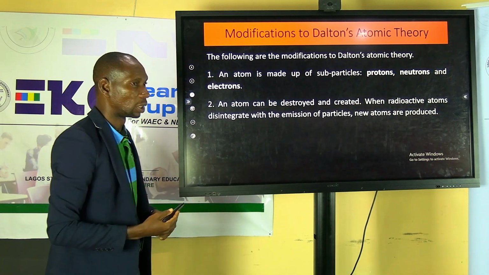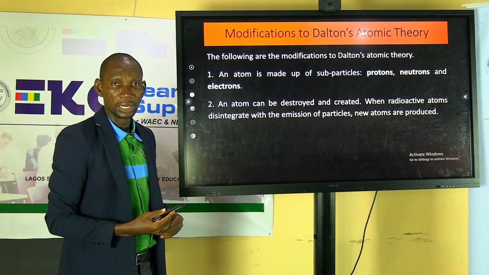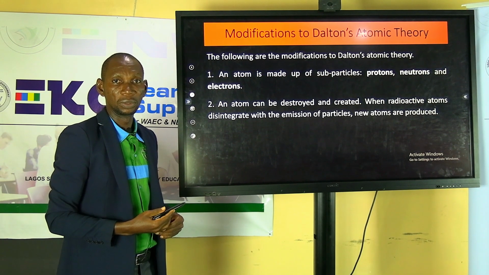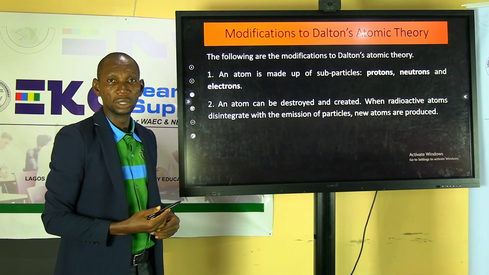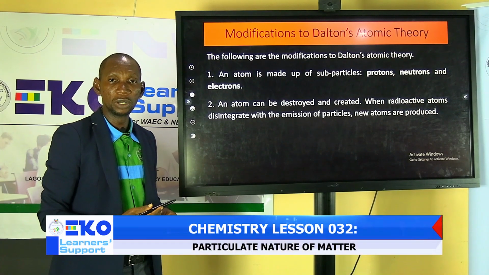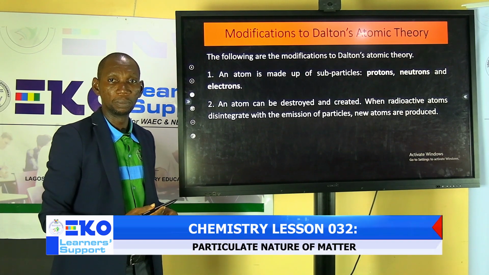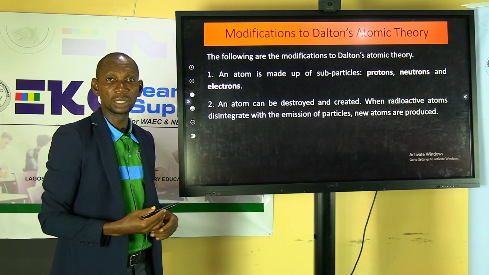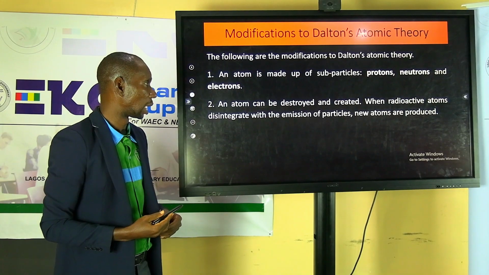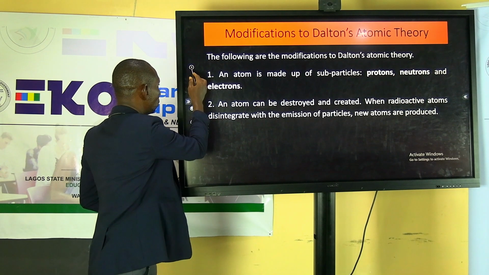The second modification is that atoms can now be created. Yes, we can create atoms now, and atoms can be destroyed. In areas of nuclear chemistry, an atom of uranium can actually be destroyed when it is used as an atomic bomb. And we create new atoms on a daily basis now. So when a radioactive atom disintegrates, it emits particles and new things are actually produced.